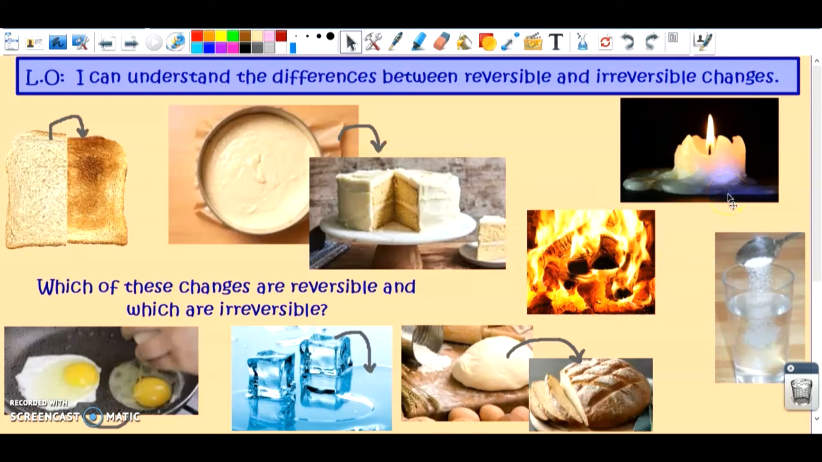Melting a candle, this one's irreversible as well. I promise there are a couple of reversible changes in here, but many of them are irreversible. If you think again, once a candle has been burnt, you can see then that you can't rebuild the candle, you can't get it back.